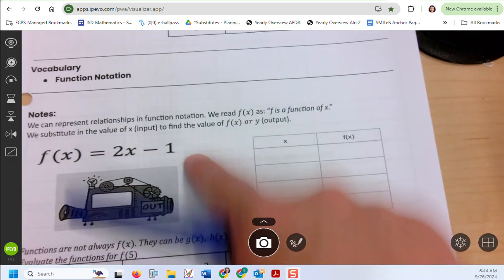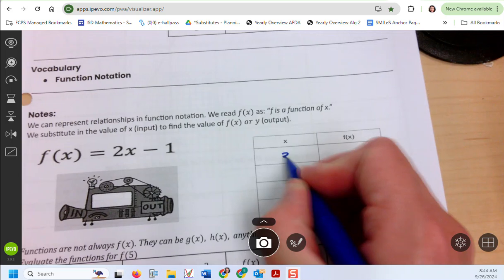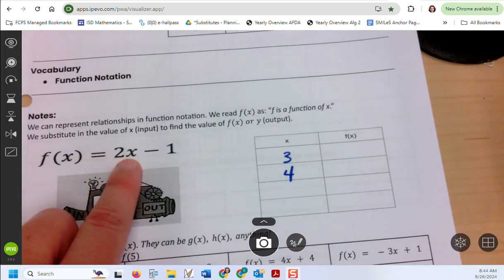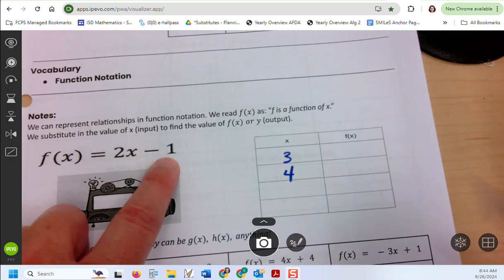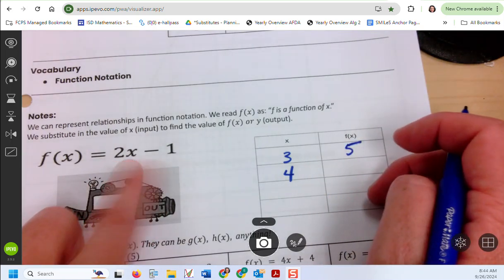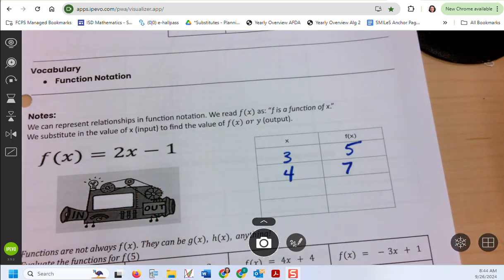So over here, we had already done 2x minus 1 with these numbers. So I could just put in a couple more numbers like 3 and 4. Okay? So if I put in 3, I do 2 times 3 is 6 minus 1, I get 5. And if I put in 4, 2 times 4 is 8, minus 1 is 7. All right, so you see how it works exactly like y. You're putting x numbers in, you're getting f of x numbers out.